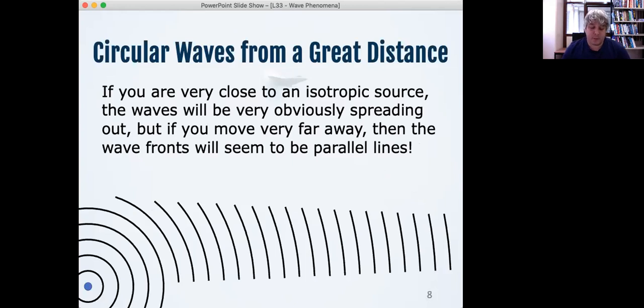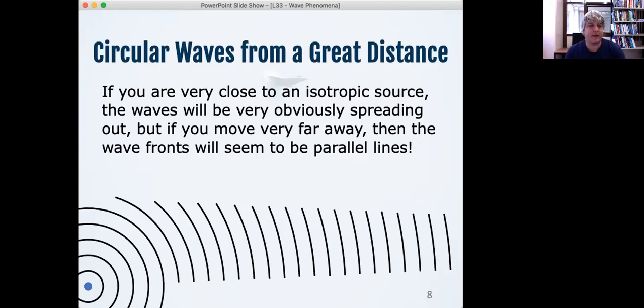The other thing that's important to know, because it will come up in some scenarios, is the idea of circular waves, but from a big distance. So either circular or spherical, so our isotropic type waves. If you are a long way away from the source, it started out as circular, but by the time you receive it, it will seem to be just parallel straight line wavefronts.